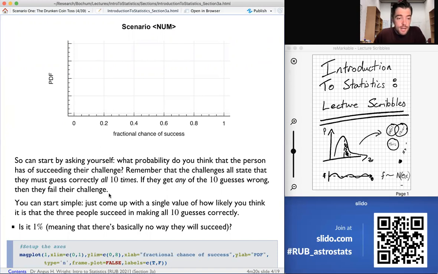Okay, so given that information, I want you to come up with a single value of what you think the probability is that your drunk friend is going to correctly identify 10 coin tosses in a row. The wine critic is going to correctly identify 10 unmarked glasses of wine in a row. And that the classical musician is going to correctly identify 10 classical composers in a row.